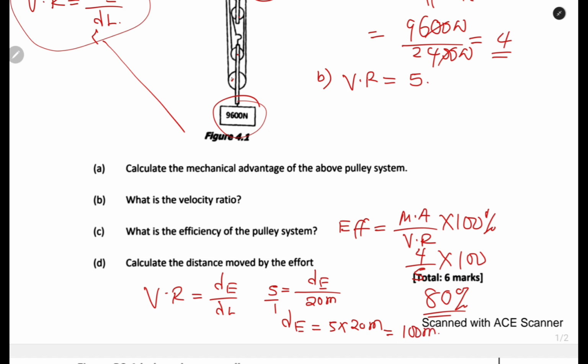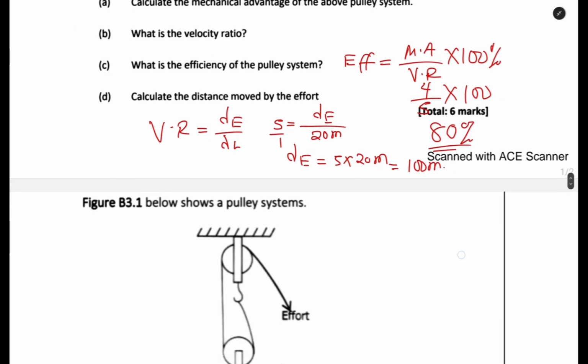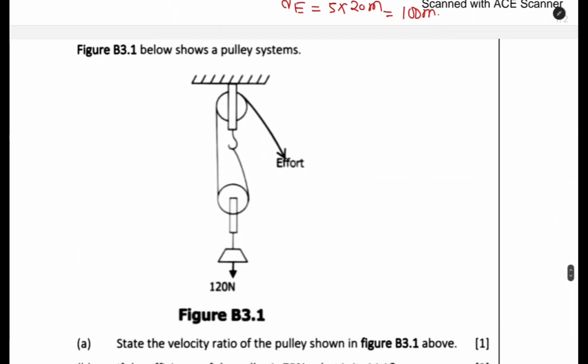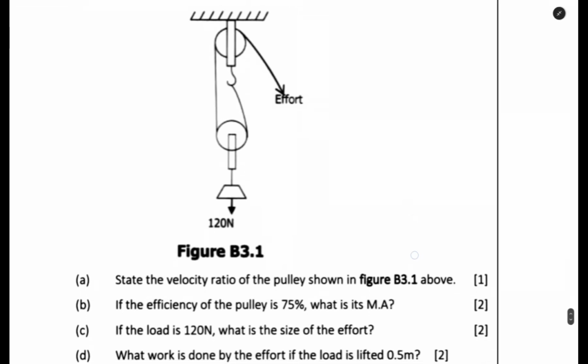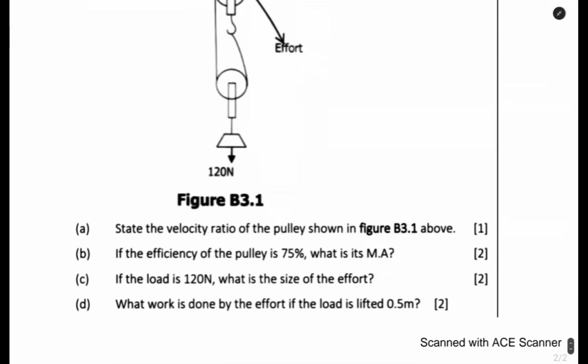Effort. Okay, and I guess you've gotten that. Let us have a look at the second question. The diagram below, which is B 3.1, shows a pulley system. The first question is: state the velocity ratio of the pulley system above.